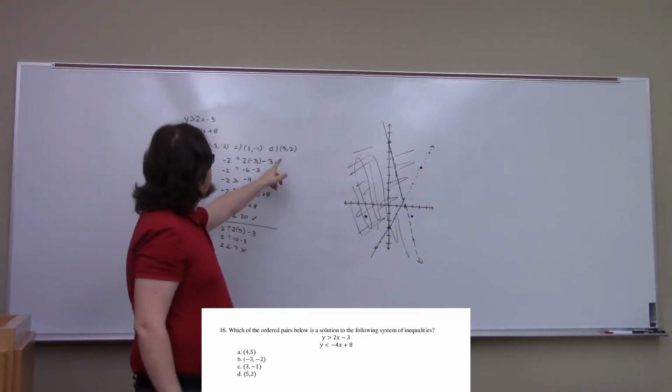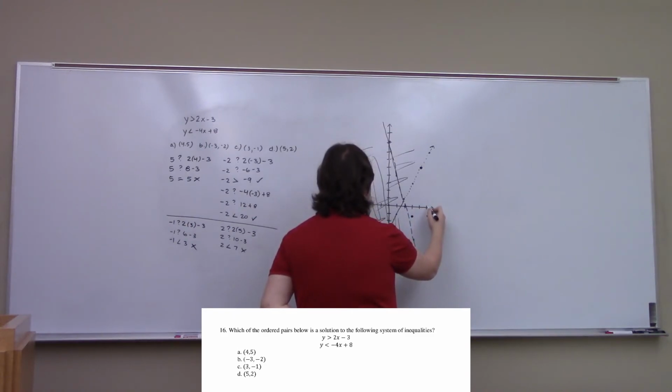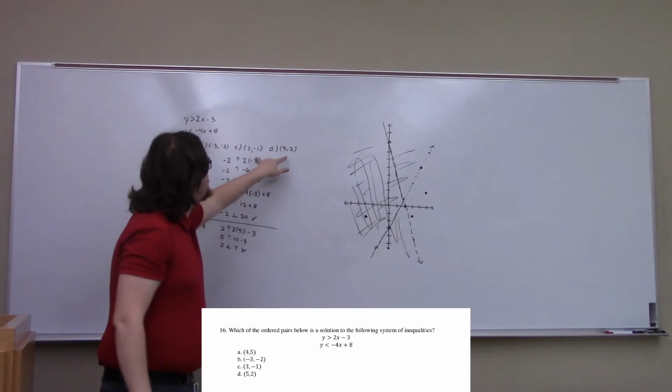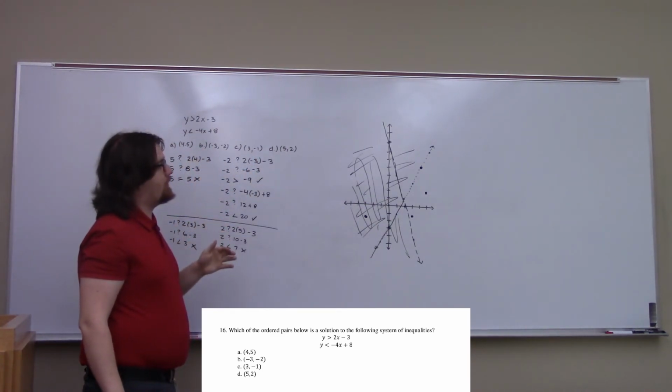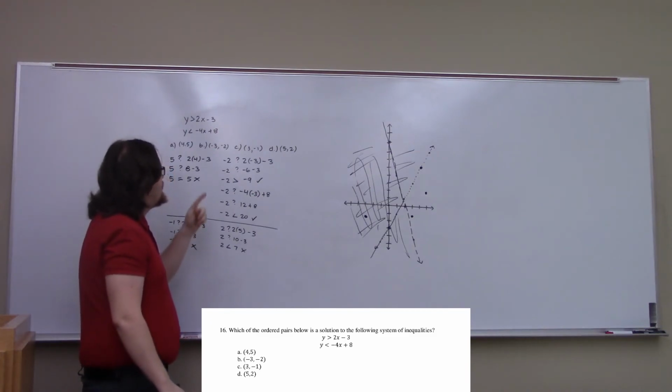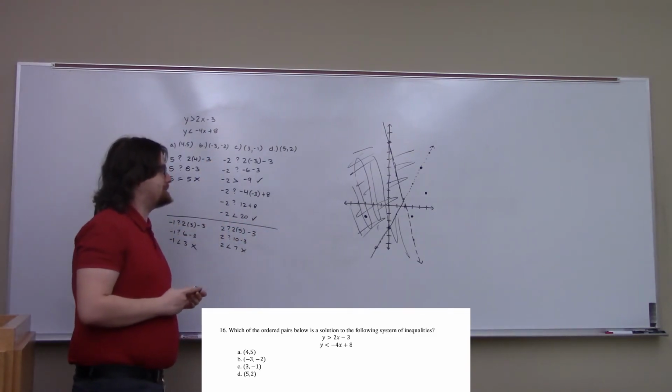Then we have finally over 5, up 2. Once again, these 2 points are completely outside of the area. This point is on the line, so also completely outside of the area. And this one is inside both areas that we care about.